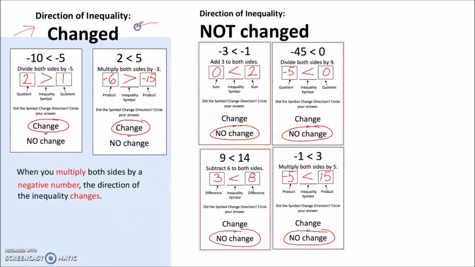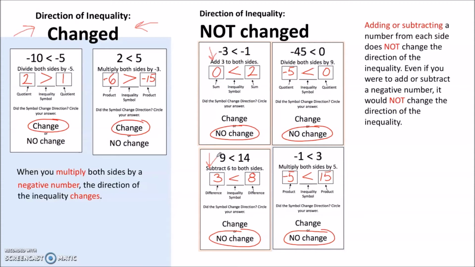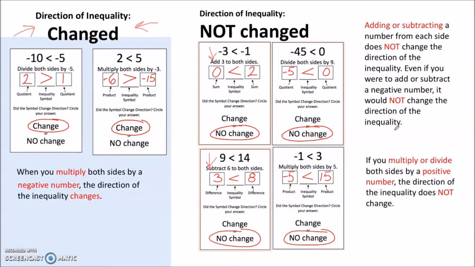After you've summarized why the inequality changes direction, I think it's important to also summarize what does not change the direction of the inequality. Maybe you start with the students looking at addition and subtraction. Maybe a student shares something like this: adding or subtracting a number from each side does not change the direction of the inequality. Even if you were to add or subtract a negative number, it would not change the direction of the inequality. Finally, maybe students say something like this: if you multiply or divide both sides by a positive number, the direction of the inequality does not change.